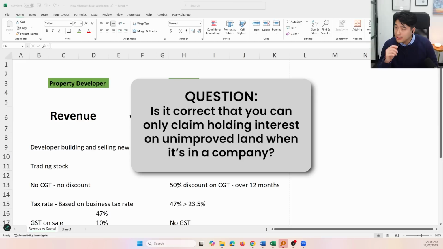Yeah, cool. Does anyone have any questions? Is it correct that you can only claim holding interest on unimproved land when it's in the company?